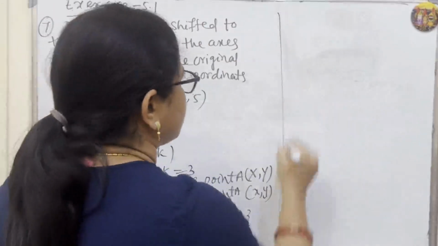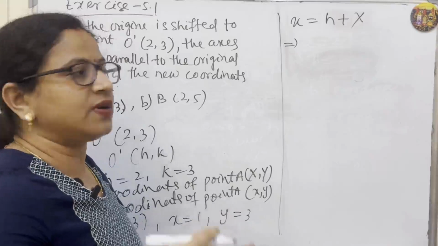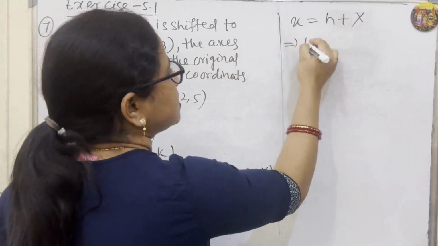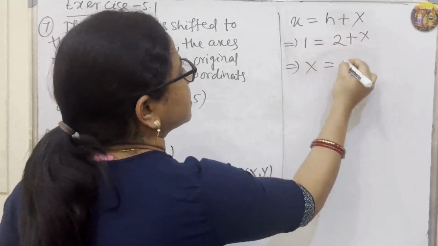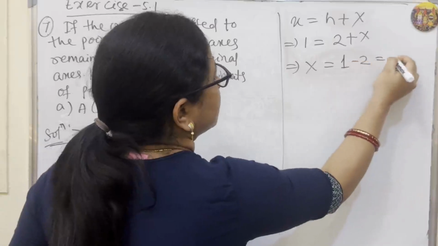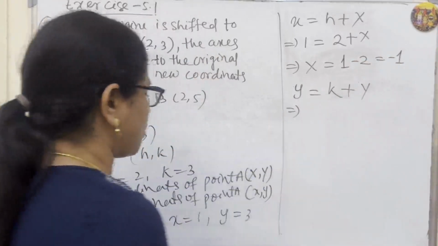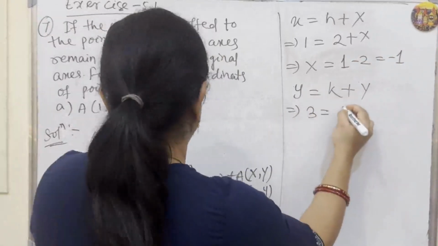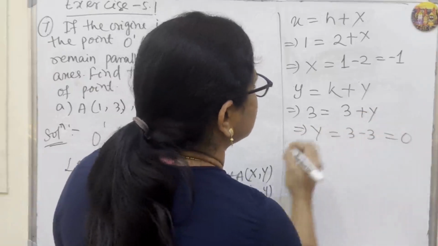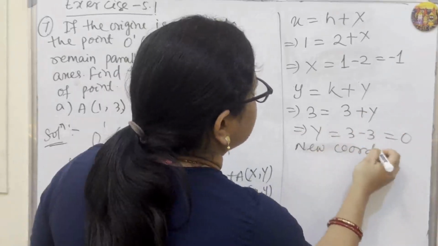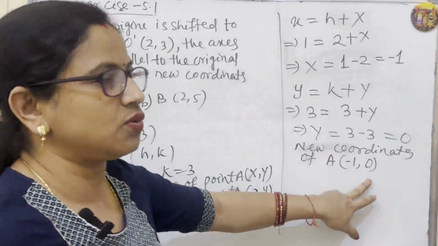Coming to the formulas. So the formula is small x is equal to h plus capital X. Replace the given values. So the value for small x is 1, which is equal to h, which is 2, plus X. If I am finding the value of X, I will get 1 minus 2, that will be minus 1. Small y is equal to k plus capital Y. Small y is 3, which is equal to the value of k, 3, plus Y. So Y is equal to 3 minus 3, which is 0. So new coordinates of A are minus 1 and 0. Minus 1 for the x axis and 0 for the y axis.